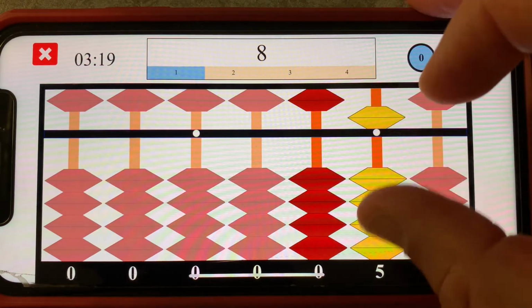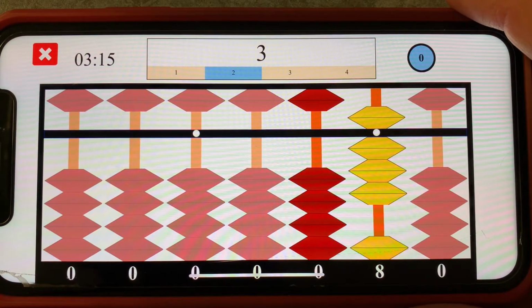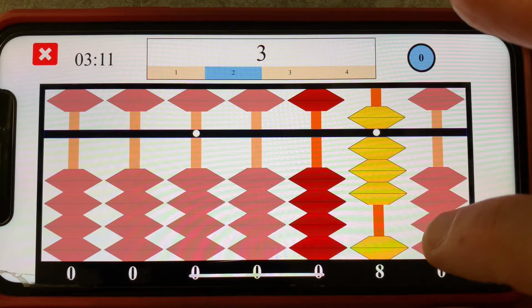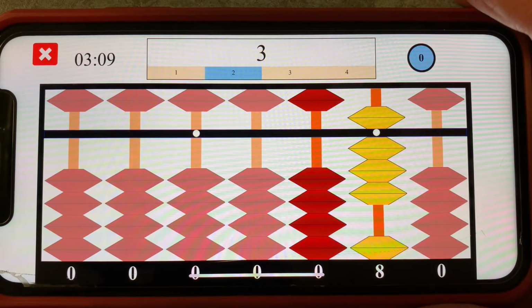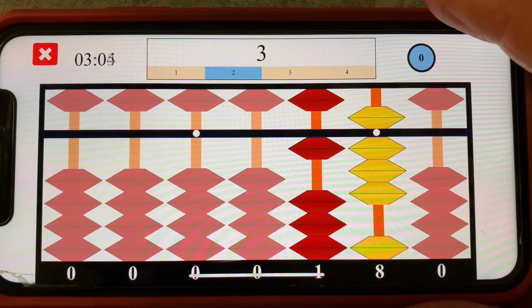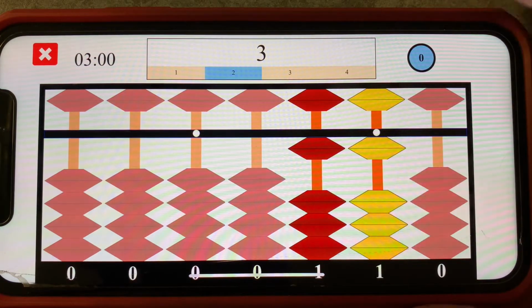So let's start by adding 8. Next I want to add 3. Well, I only have 1 bead available. Well, that's my Ladybug 10-pair addition rule. I add 1 to the next rod left and subtract 3's 10 pair, which is 7.